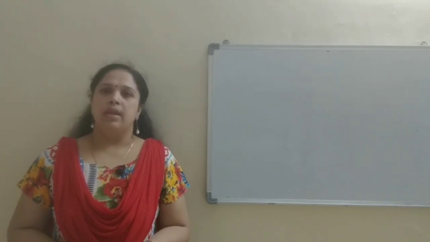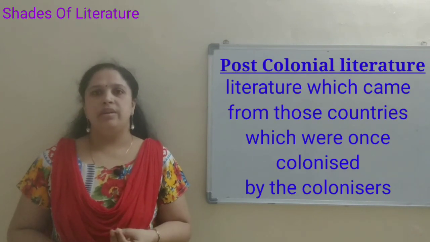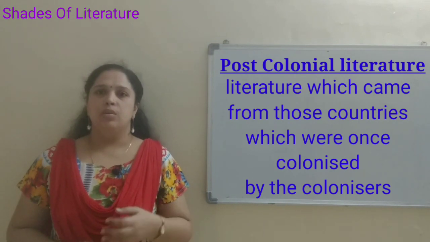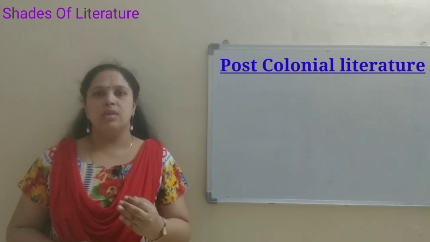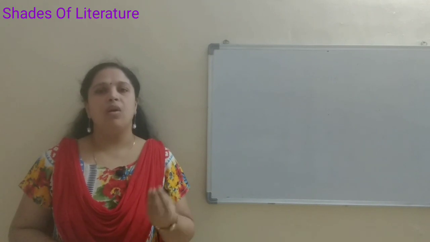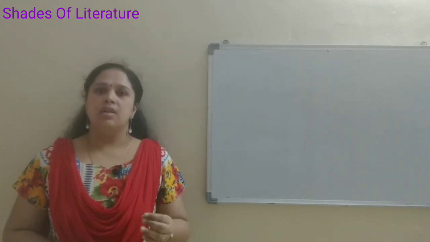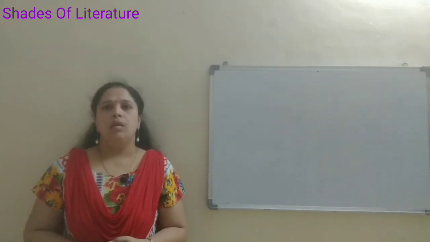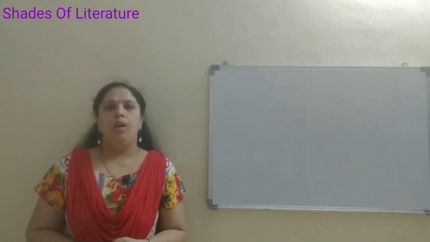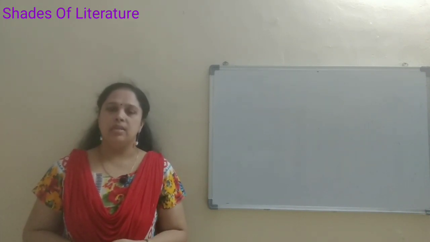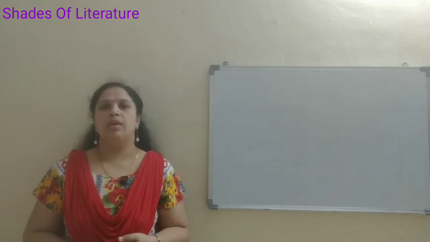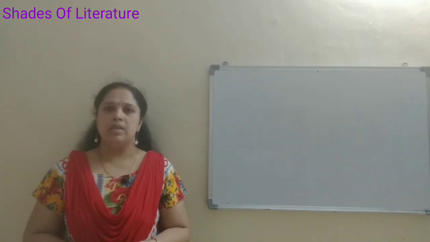So the answer is this. Post-colonial literature means those literatures which came from the countries which were once colonized. So whatever literature came from those countries which were once colonized by the colonizers, such literature is clubbed under the category of post-colonial literature. Now, have you ever thought about how post-colonial literatures happened, or how people started writing?